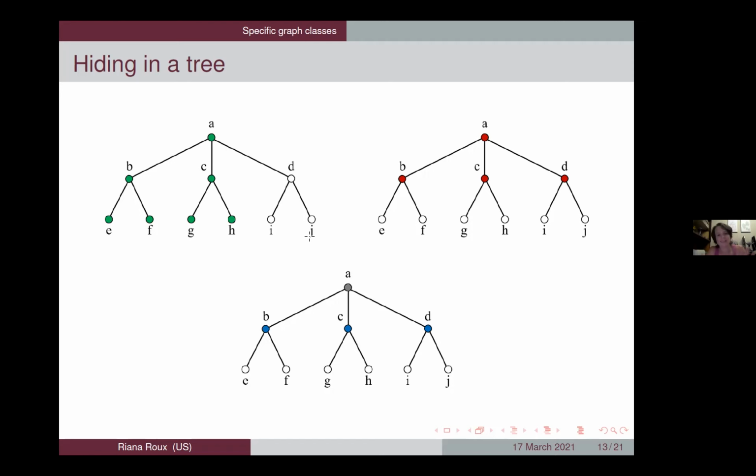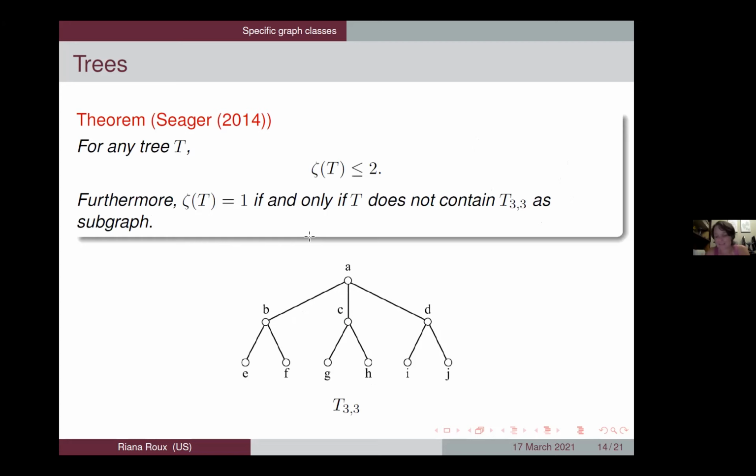So we can hide in this kind of tree. In fact, she characterized all kinds of trees in terms of the localization number and showed that it is one if and only if the tree does not contain this substructure.